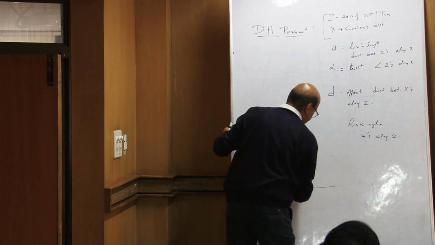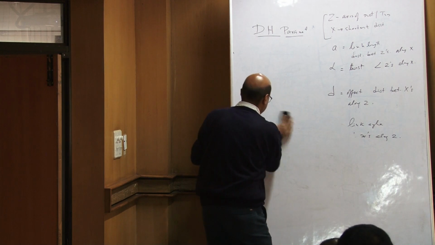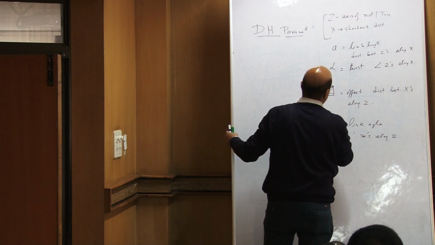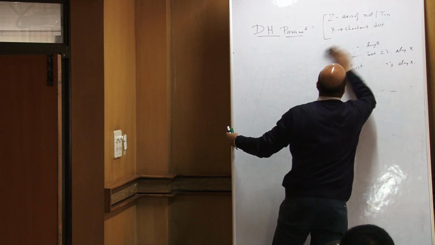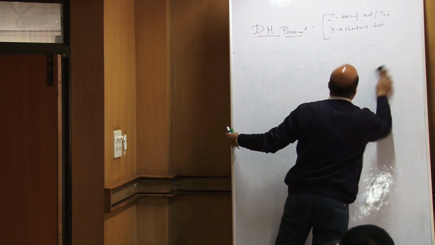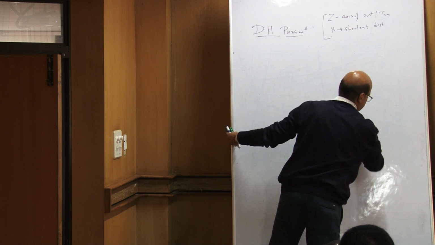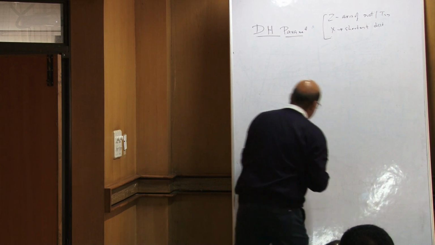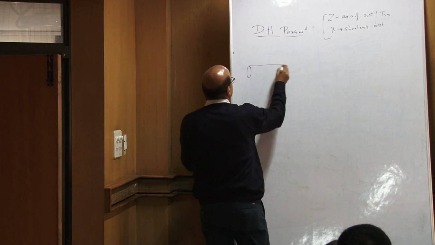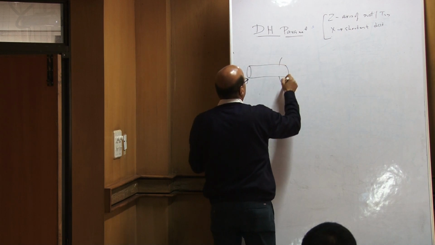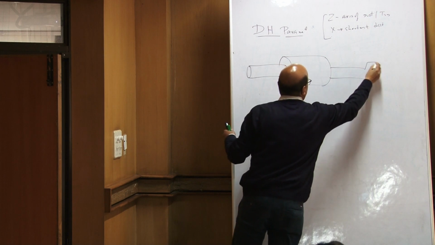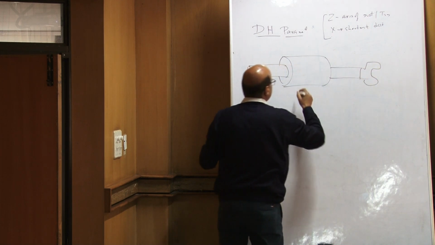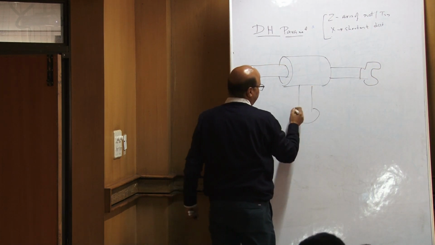a system with axes which are intersecting. So let's take that whole example again. Okay. So this is the manipulator system.